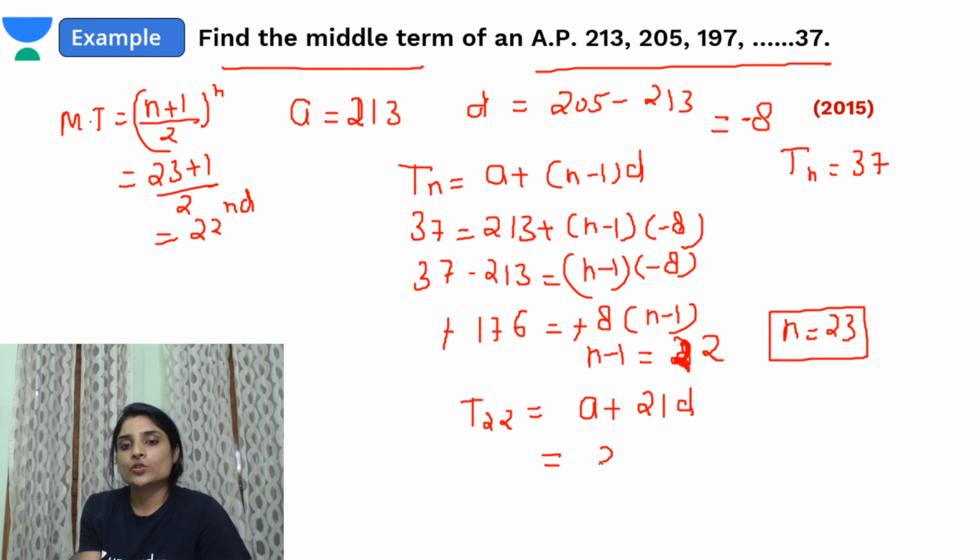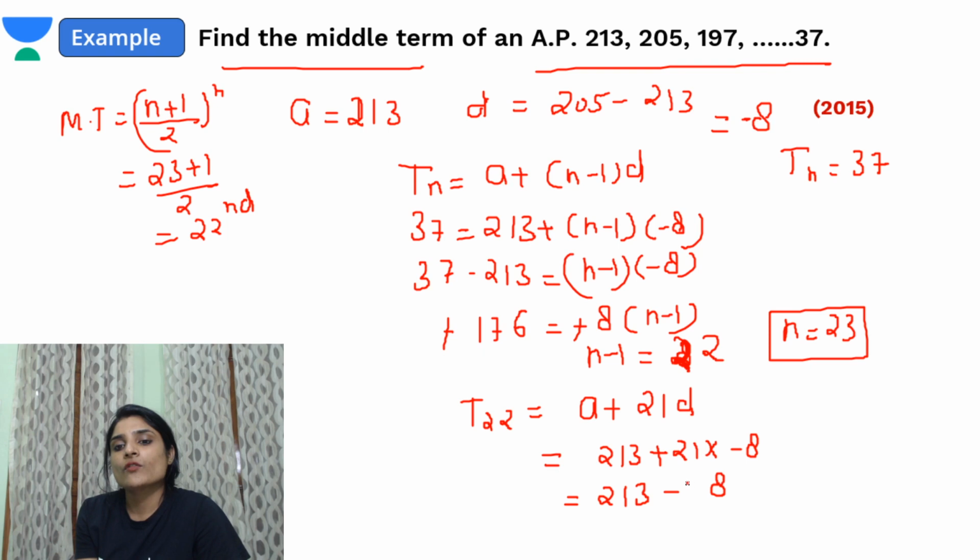So A will be 213, 21 into 20. D is how much? Minus 8. So you will be getting 213 minus 168. And you will be getting the answer. What is the answer now? You can subtract that and you will be getting 45. So its middle term is 45.